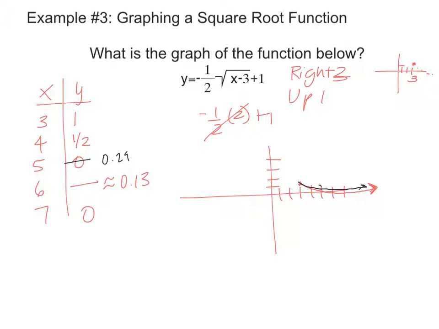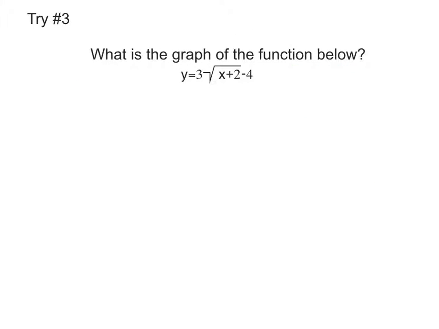Alright, let's try 3. So it says, what is the graph of the function below? Again, you just need to know how it shifted to know which values to choose. So plus 2 is really left 2 and down 4. So left 2, down 4 is about here. And we know it's going to go this way. We just need to know how. So we should only choose values greater than negative 2.